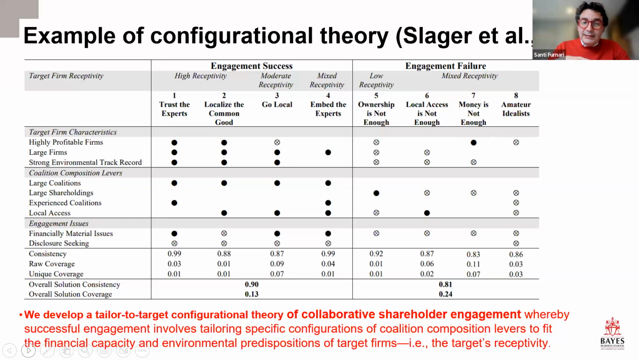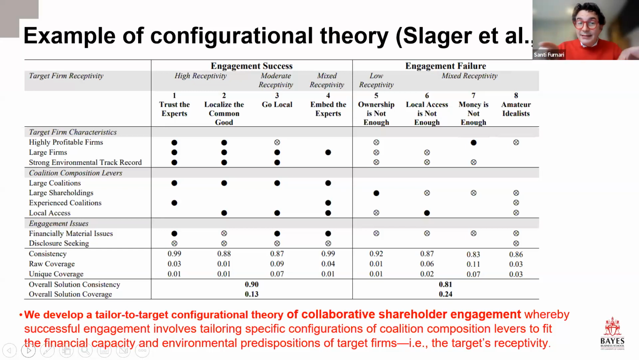How do they do that? They adopt and combine different levers and different recipes. So for example, here you see on the vertical axis, trust the experts. The first configuration is a combination of different levers that they used, which is, for example, using a large coalition of investors that represent a large stake in the company, and an experienced coalition on financial material issues, targeting certain types of target firms. And you can see on 2, 3, 4 different recipes, which we labeled and named to capture more of that complexity.